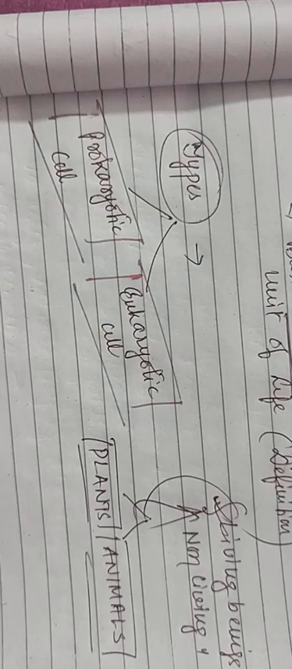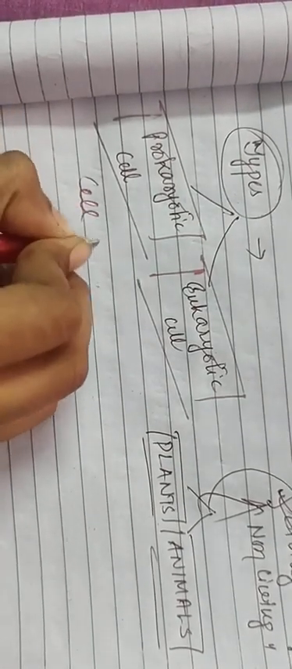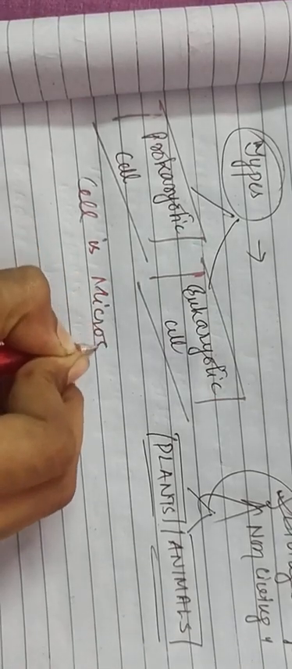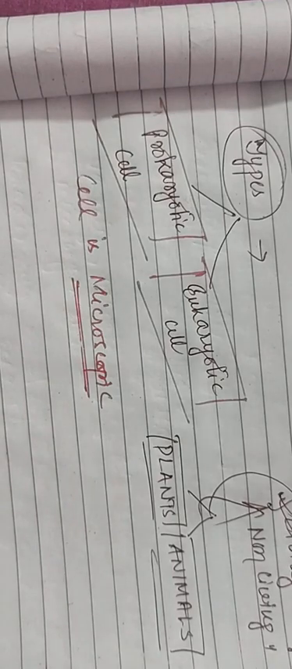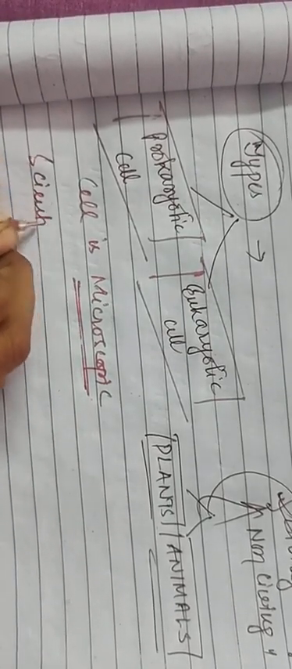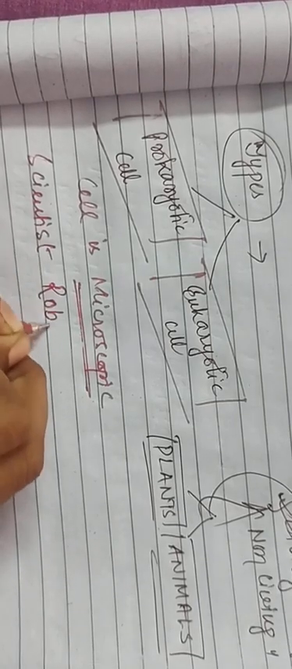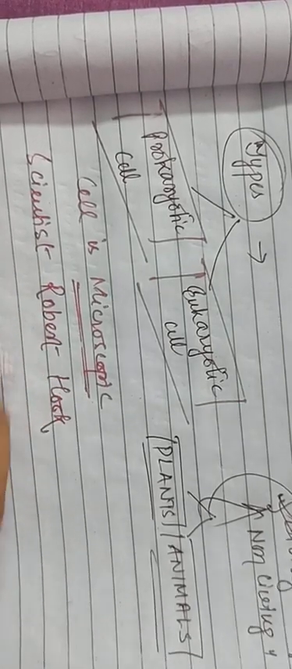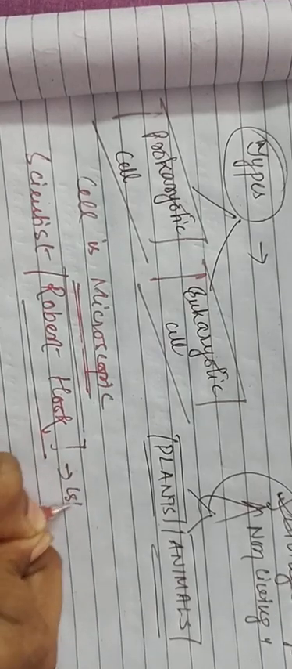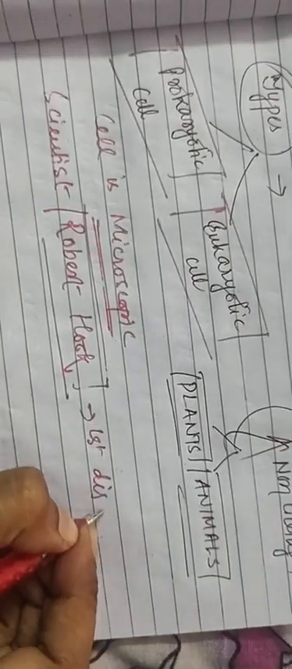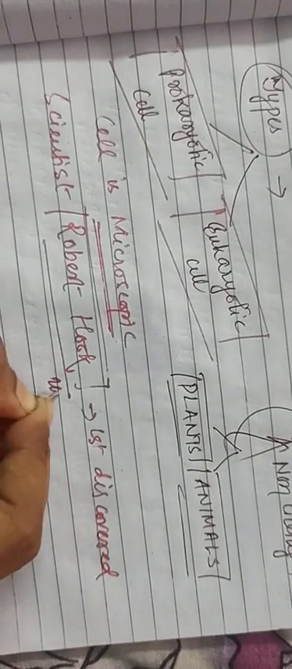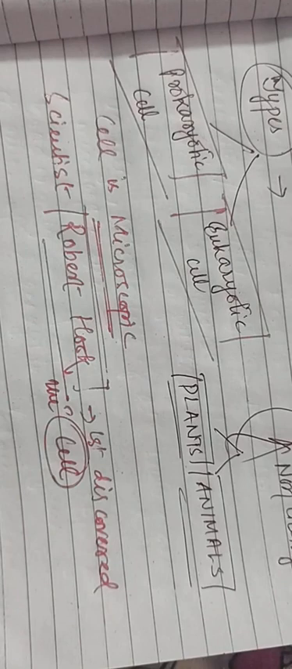Before starting, you should know that the cell is microscopic. What is the meaning of it? Through a microscope we identify the cell. And the scientist Robert Hooke first discovered the cell. Scientist Robert Hooke first discovered this cell.